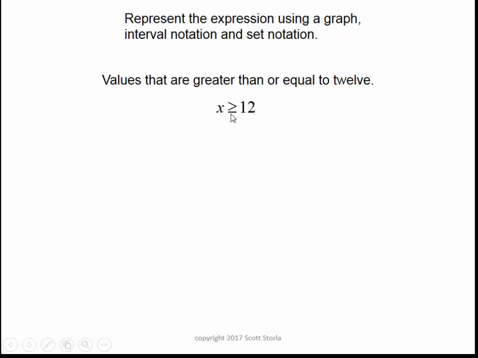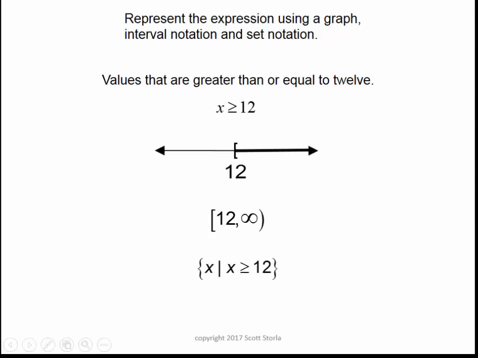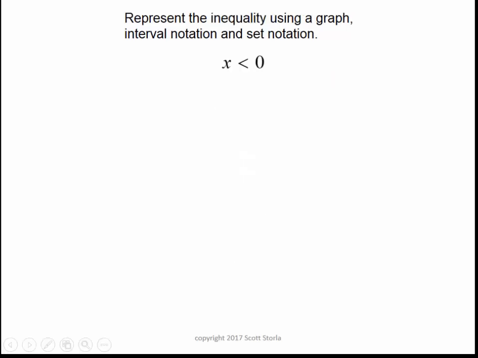In this case, we have greater than or equal to, so we're looking for numbers that are greater than or equal to 12. On a number line, we would have the bracket at 12 and then shade to the right. Here's the same set in interval notation and in set notation. How about this one? Here we're looking for all real numbers that are less than 0, so that's going to be a parenthesis at 0 and then shade to the left. Here's the same set in interval notation and in set notation.